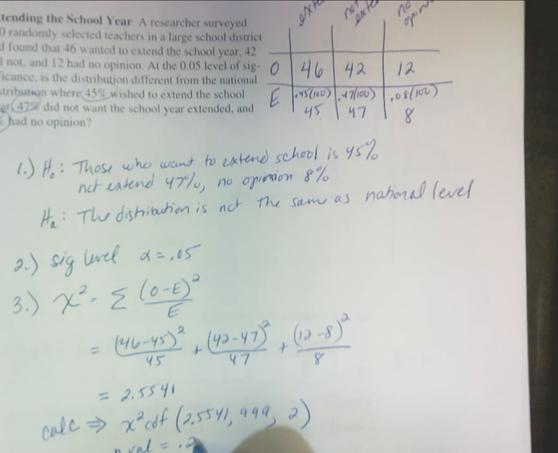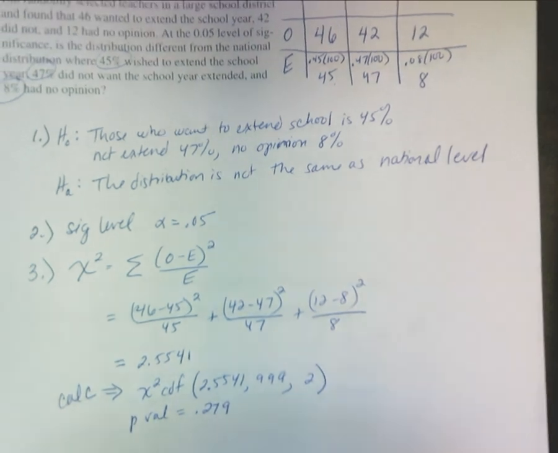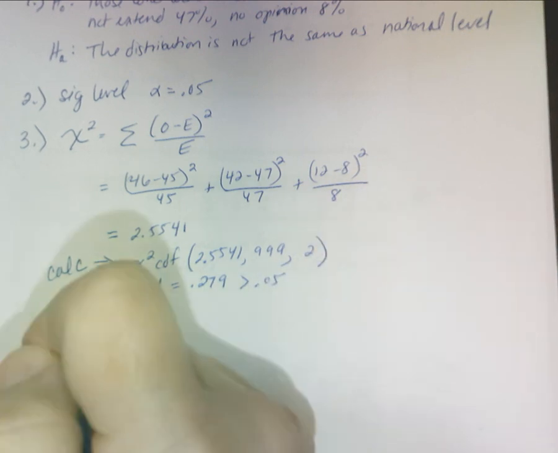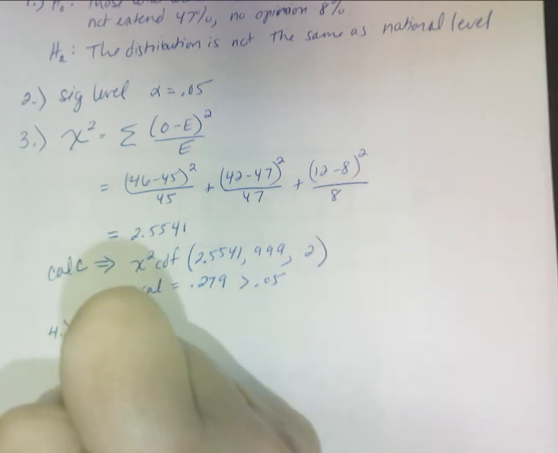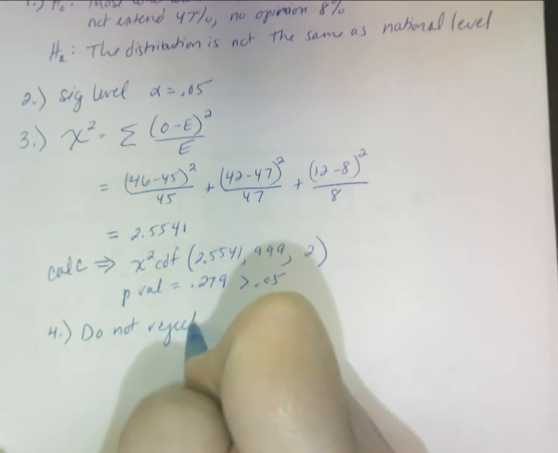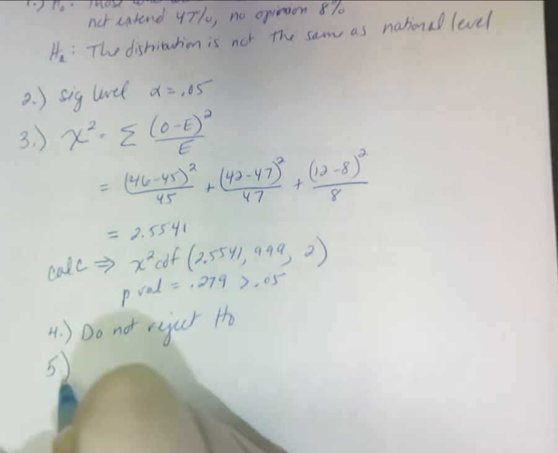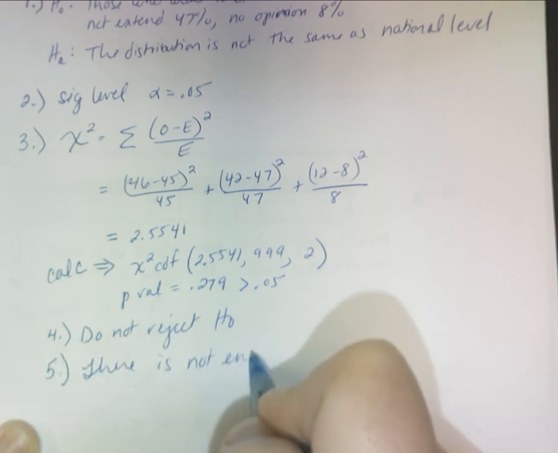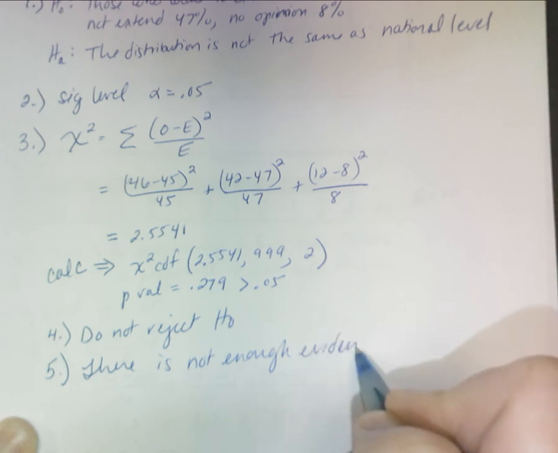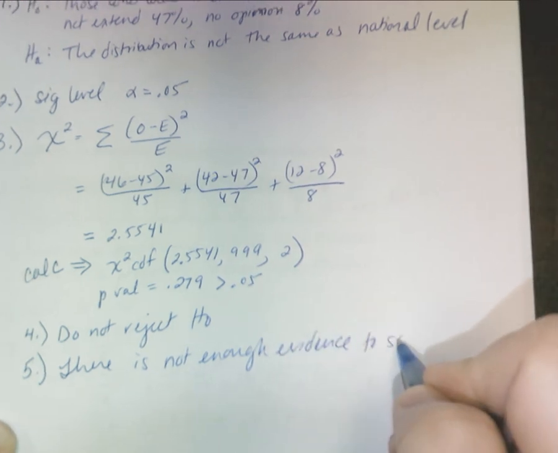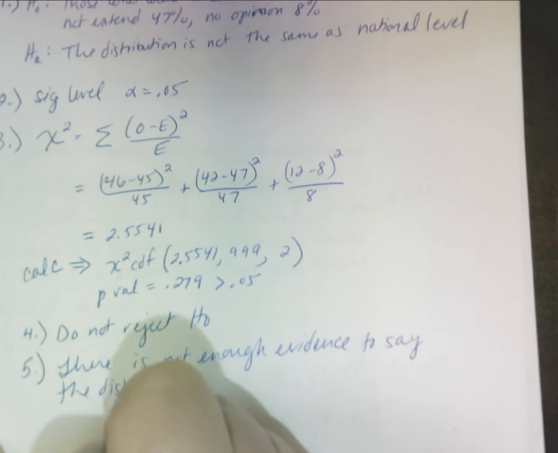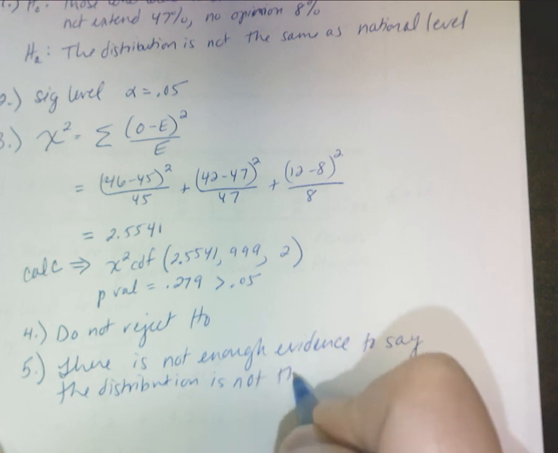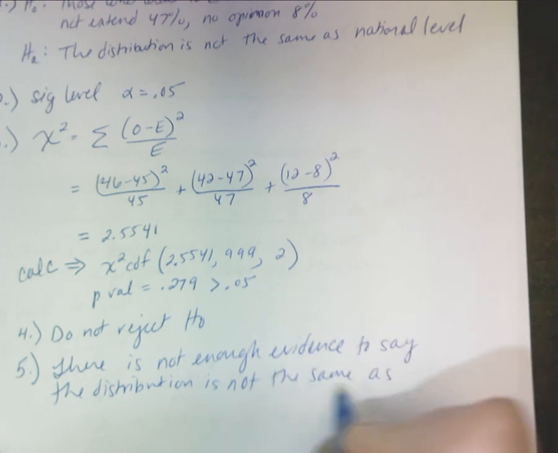Which is much greater than 0.05. So what does that mean? That means you do not reject the H0. That means there's not enough evidence to say the distribution is not the same as the national level.